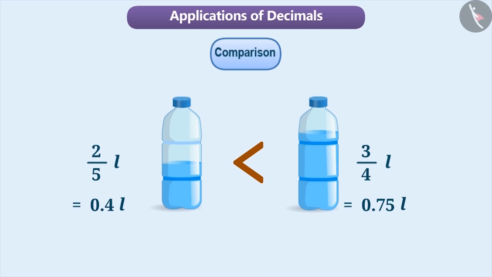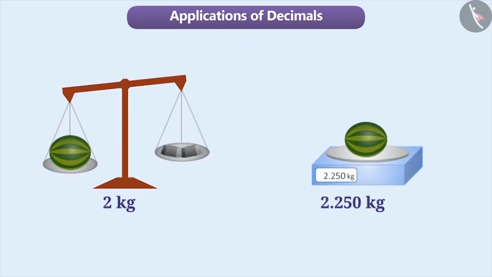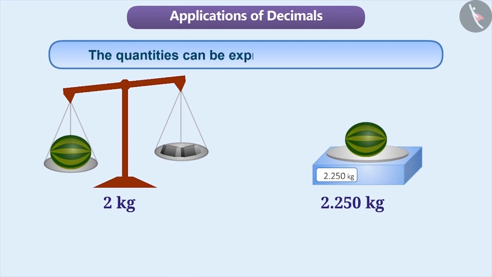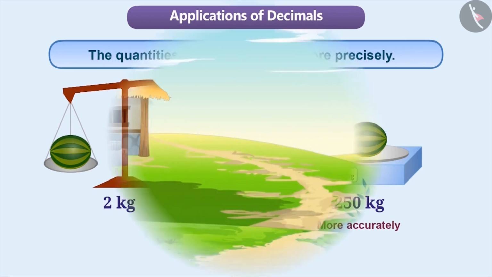Decimal numbers are not only useful in comparing quantities, but also in expressing quantities more precisely. For example, here, the weight of a watermelon is expressed in two ways. As you can see, the weight of the watermelon is expressed more accurately as 2.250 kilograms as compared to 2 kilograms. Now let's look at the use of decimal numbers in some examples.